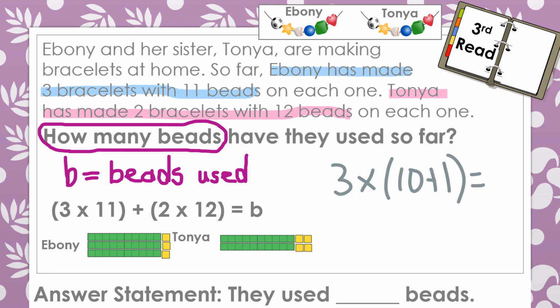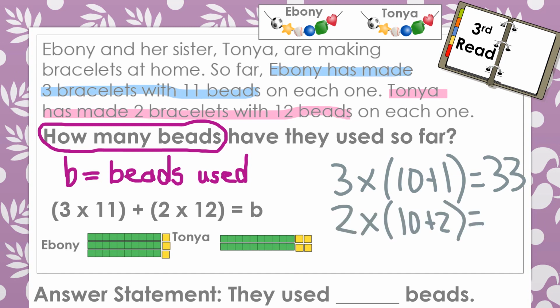When we think about 3 times 11, we can think of the 11 in friendlier numbers, like 10 plus 1. Multiplying 3 times 10 and then 3 times 1 could help us find that product more efficiently. 3 times 11, or 3 times the quantity 10 plus 1, will give us a product of 33. 2 times 12 can be thought of as 2 times the quantity 10 plus 2. 2 times 12 gives us a product of 24.